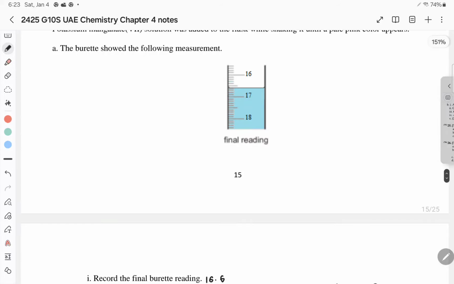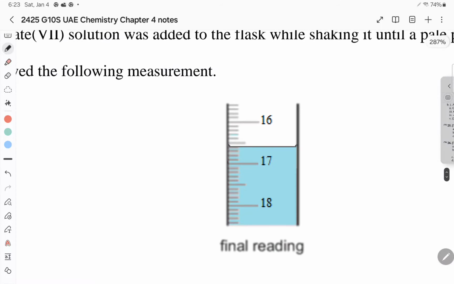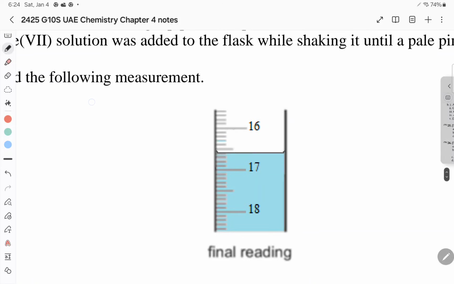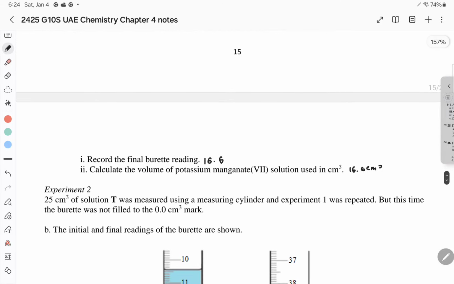So they're asking you for the final burette reading. What you do is look at the white space and see where it ends. So this is 16. First you have to identify how much is between each tiny space. We do that by counting the spaces and then dividing by the difference. So 1, 2, 3, 4, 5, 6, 7, 8, 9, 10, and the difference here is 1. So 1 divided by 10, making each space 0.1. So this is 16, 16.1, 16.2, 16.3, 16.4, 16.5. It's going to stop at 16.6. So that's your final burette reading.